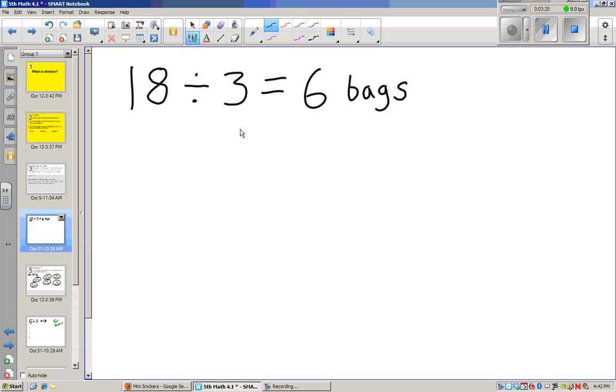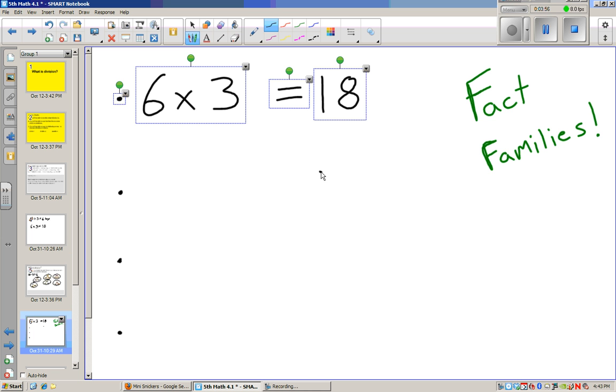Now I want to go back to that problem. When I did this problem, the way I actually figured it out was I first thought of a multiplication problem. I thought to myself that I know that 6 times 3 equals 18. And so when I was thinking about the problem, I thought, well, if I'm going to put 3 in each bag and I have 18, I know that my answer is going to be 6 because 6 times 3 is 18. And that's where we get into these fact families.